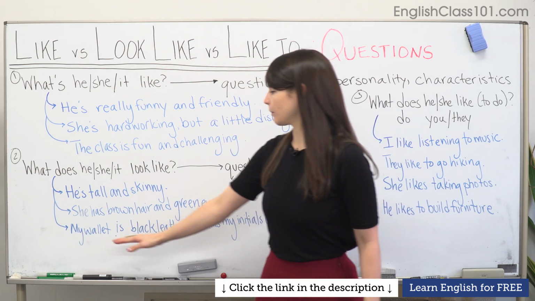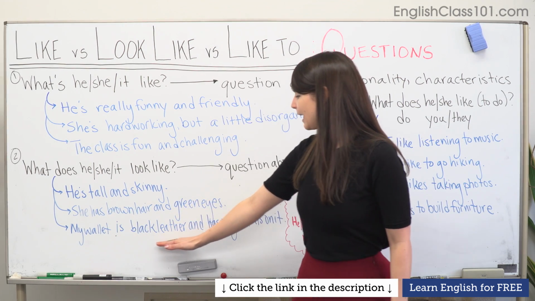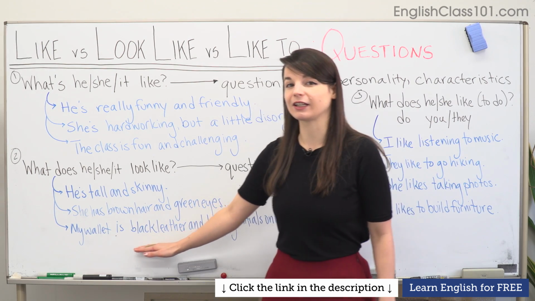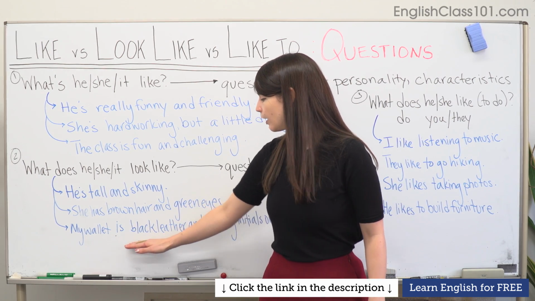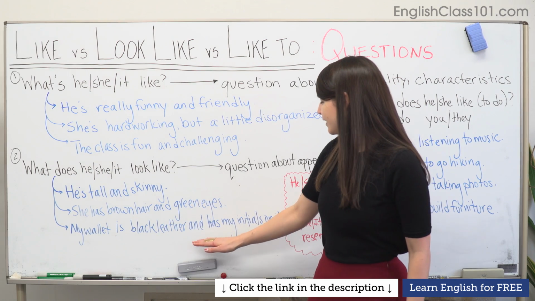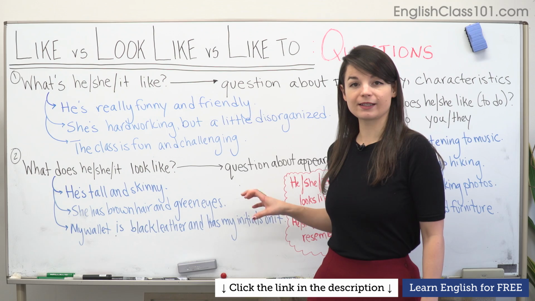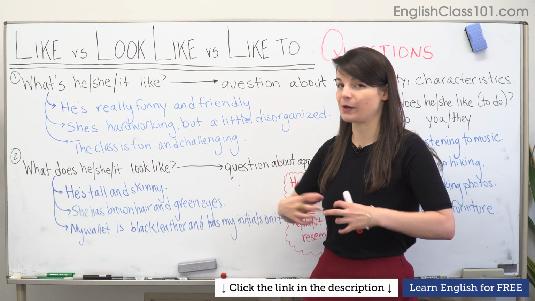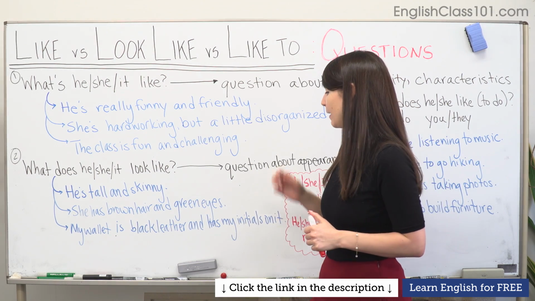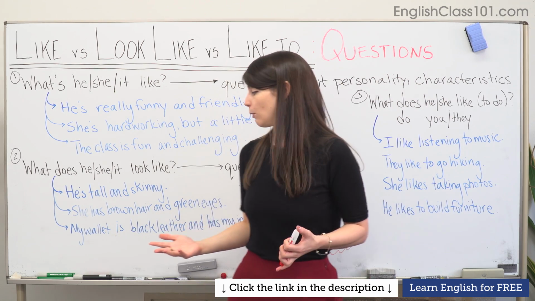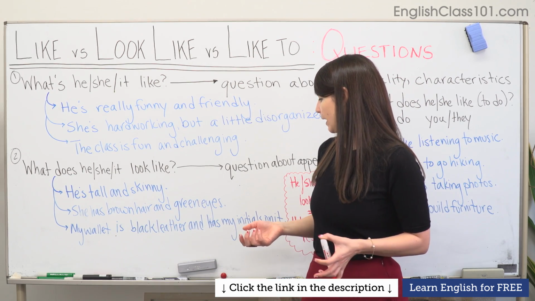So here I've used my wallet is black leather. So here it's black. So we can use this black leather here following the verb is, plus has my initials on it. It has some characteristic. It has something attached to it. It has something on it. So it has my initials on it. So this is a way to describe an object. My wallet is black leather and has my initials on it.